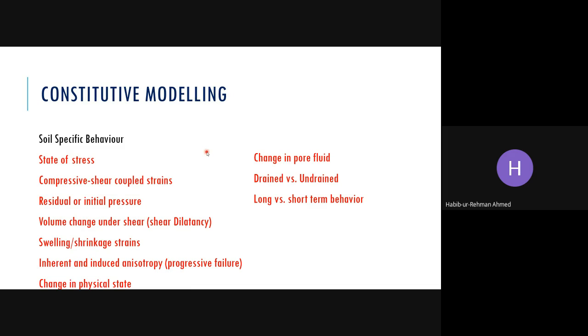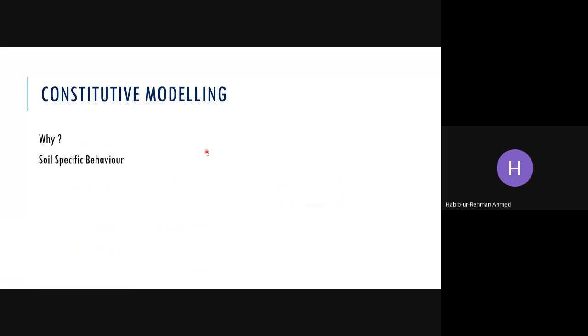Okay, so this is not to teach you something new, just to give you an idea how many factors need to be understood and incorporated in a behavior model, so that we can get the real behavior of soil. It is much different from the behavior of any other civil engineering material. Now, how can we start incorporating all these behaviors?